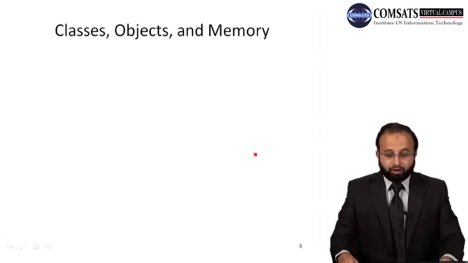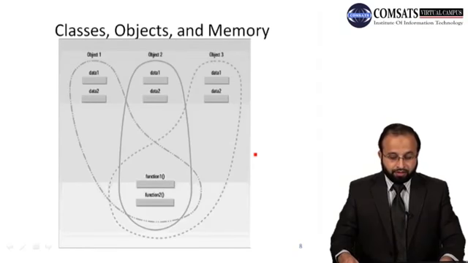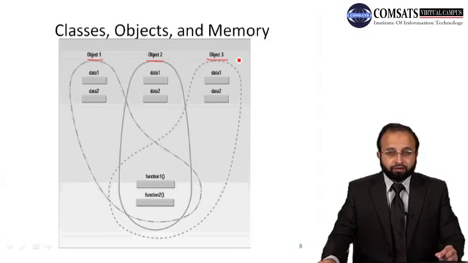Now let's see the objects, classes, and memory. You can see that these are 3 different objects of the same class: object 1, object 2, and object 3, and they belong to the same class. Now when an object is created, the attributes of the object, or the data members, each object has its own data member.